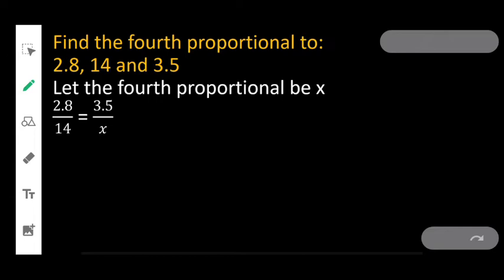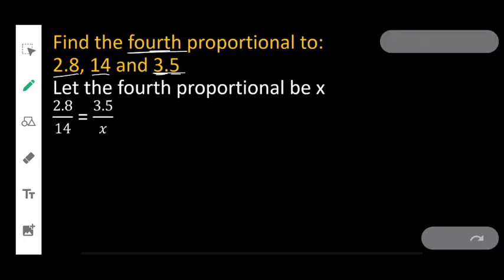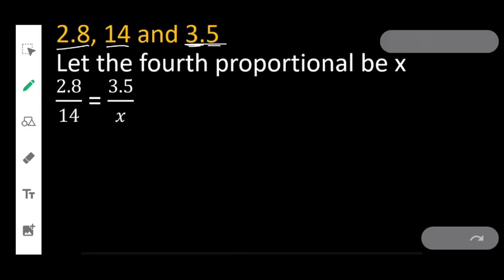So the first term is 2.8, second term 14, third term is 3.5, in order to find out the fourth proportional or fourth term. Okay, so let the fourth proportional be x. Now we know A is to B equals C is to D. So 2.8 by 14 equals 3.5 by x. X is your fourth term.